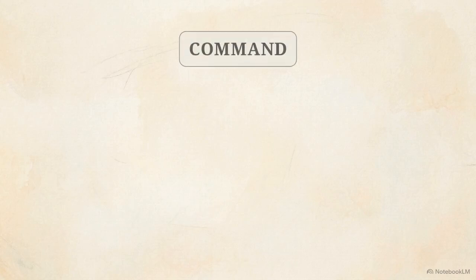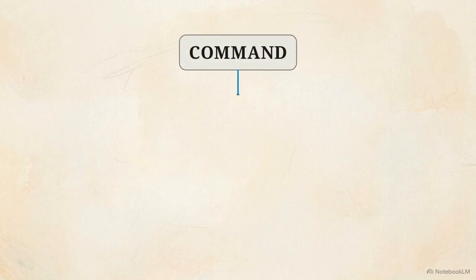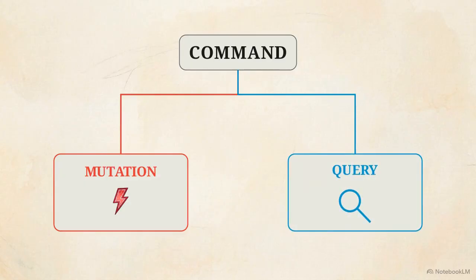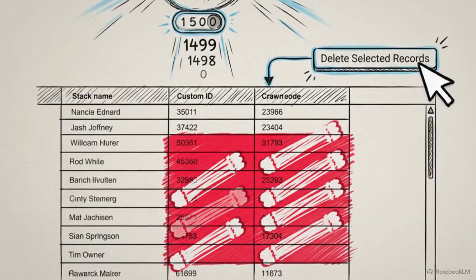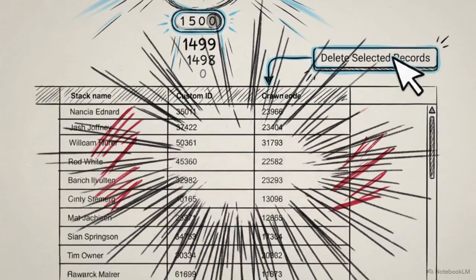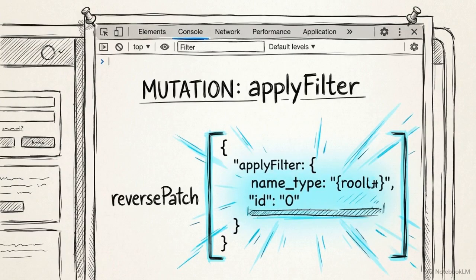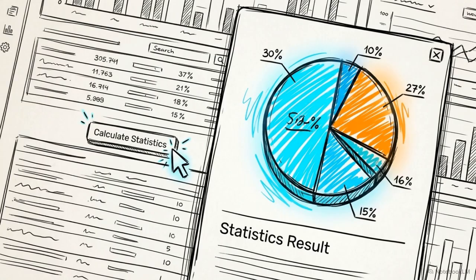To manage this registry effectively, we apply the principle of command-query separation. Every command is explicitly categorized as either a mutation or a query. Mutations are operations that fundamentally alter the application state, like applying a filter or rapidly deleting a record. Tagging them explicitly allows the registry's middleware to automatically capture reverse state patches for undo systems and log execution for telemetry. Queries read the state without side effects, like computing dataset statistics.